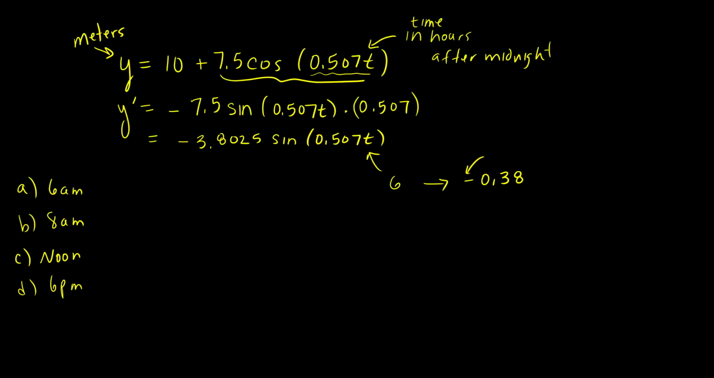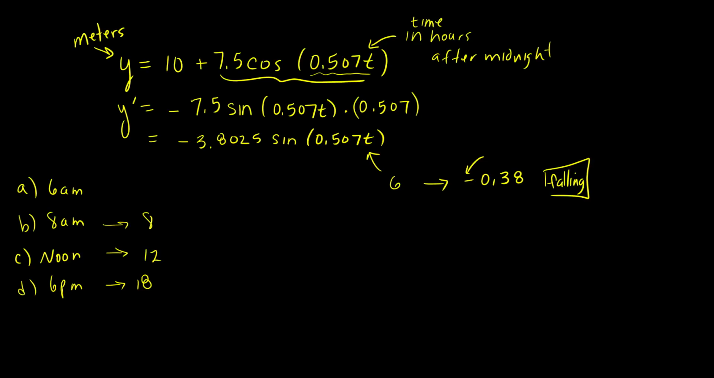But you don't put the negative in because on the drop down box, you're going to pick falling. And so the tide is falling at 0.38. And then of course here you're going to plug in 8, here you're going to plug in 12, and here you're going to plug in 18. Okay, so on those.